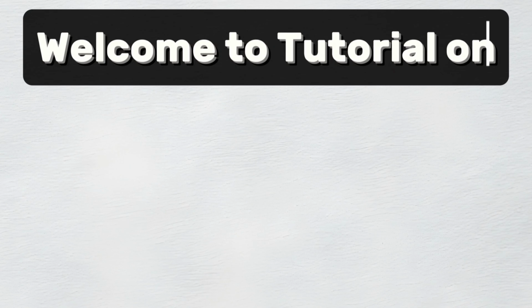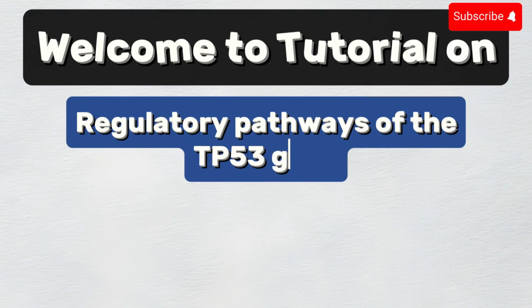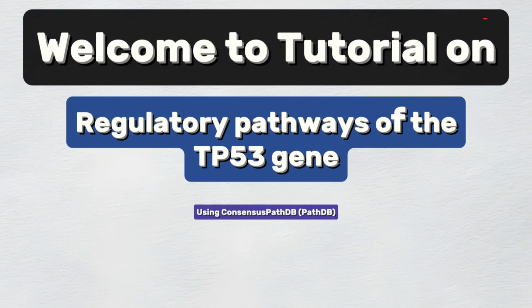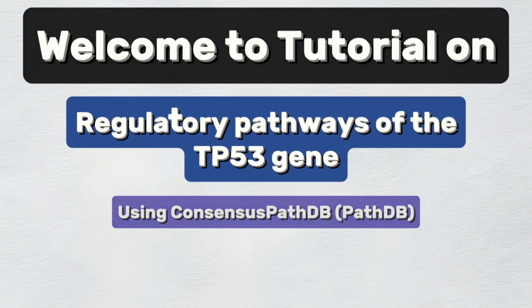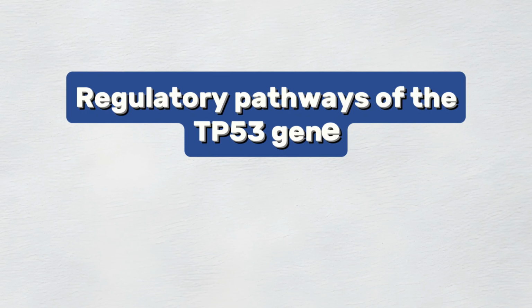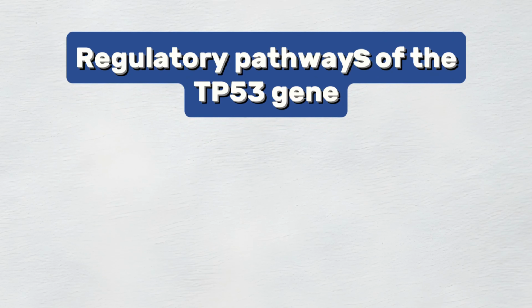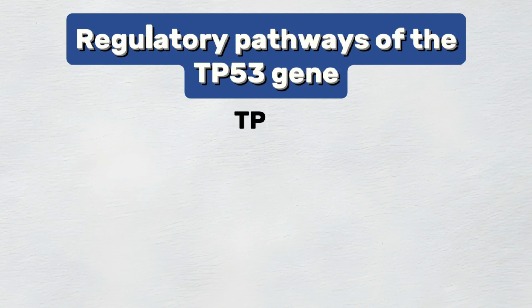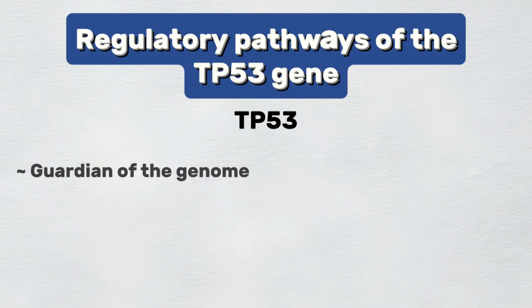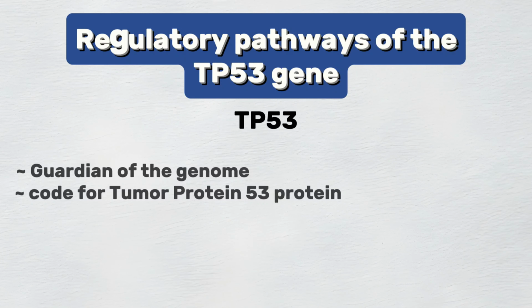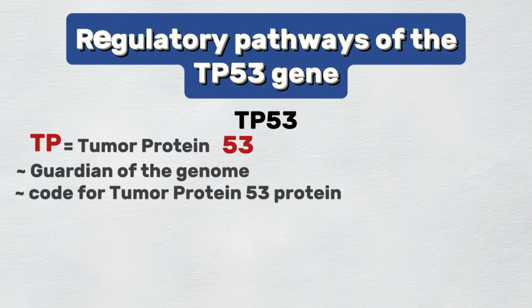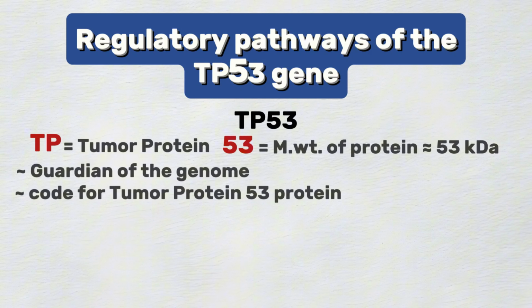Welcome to our tutorial on exploring the regulatory pathways of the TP53 gene using ConsensusPathDB human. But before starting this tutorial, first we will know what we are working on. Our investigation is on TP53, often referred to as the guardian of the genome. It is a gene that codes for a protein called tumor protein P53. TP stands for tumor protein and 53 refers to a molecular weight of the protein, which is approximately 53 kilodaltons.